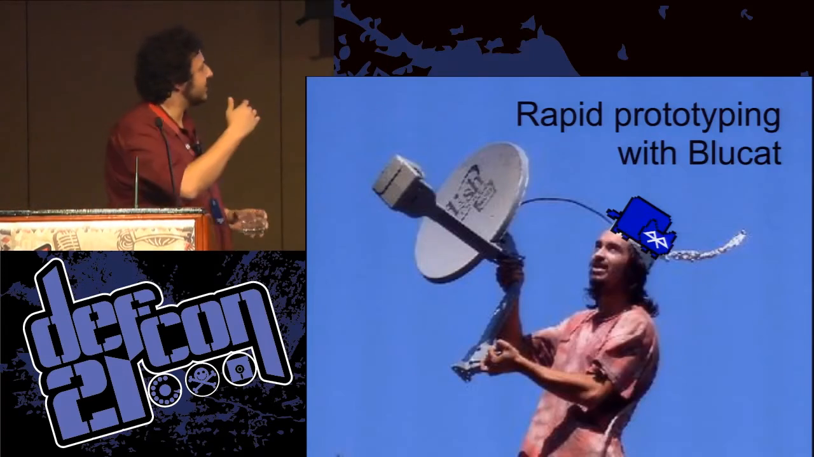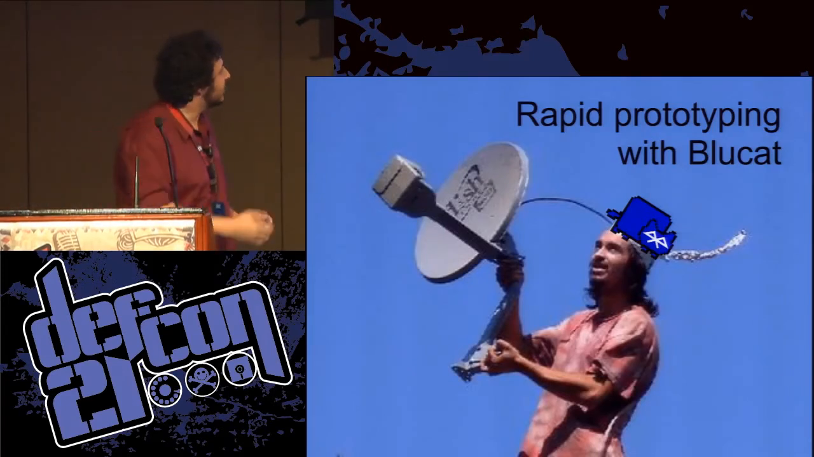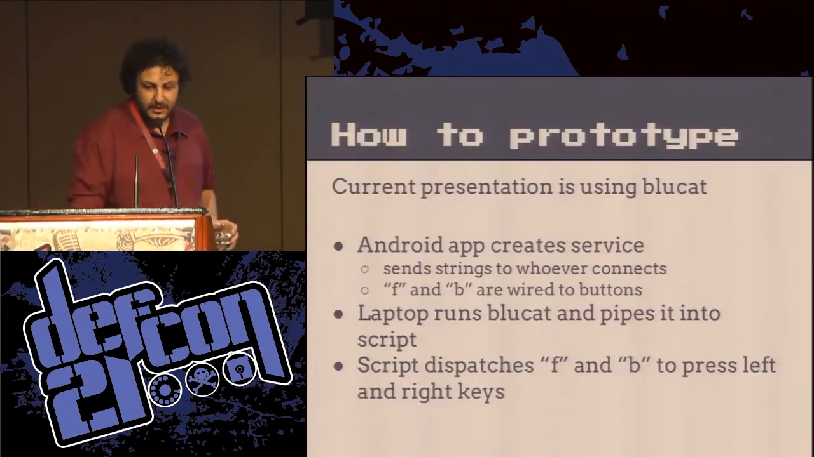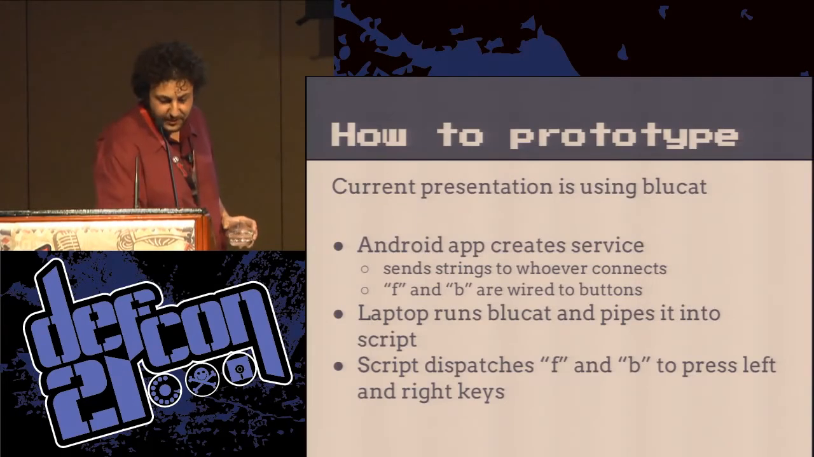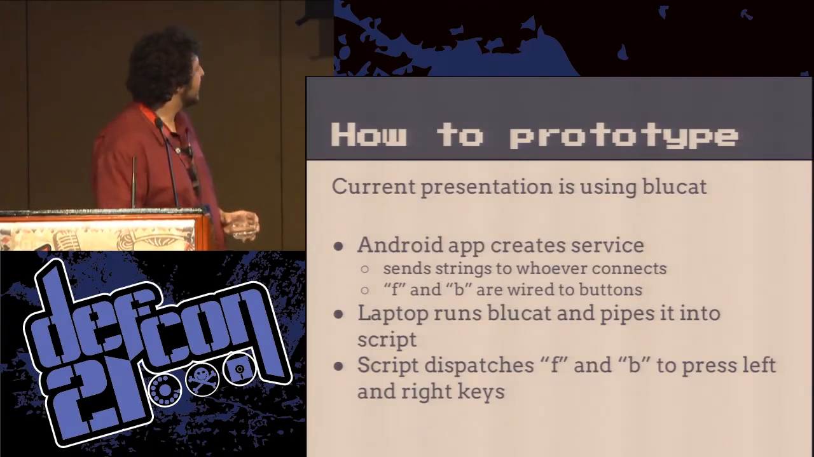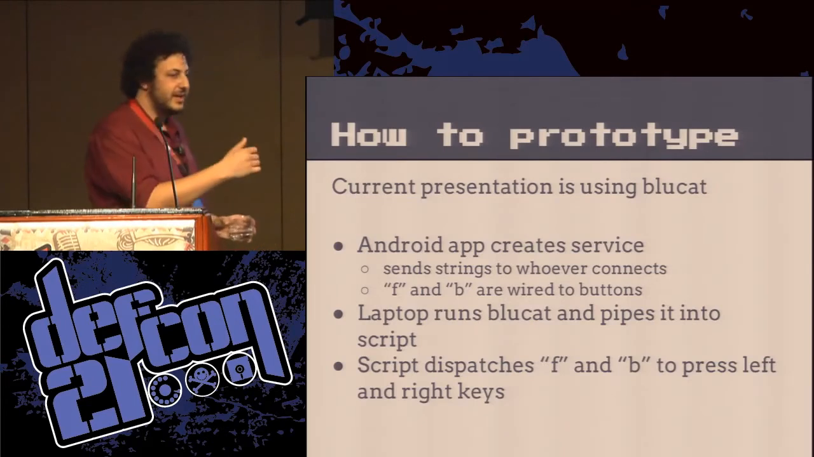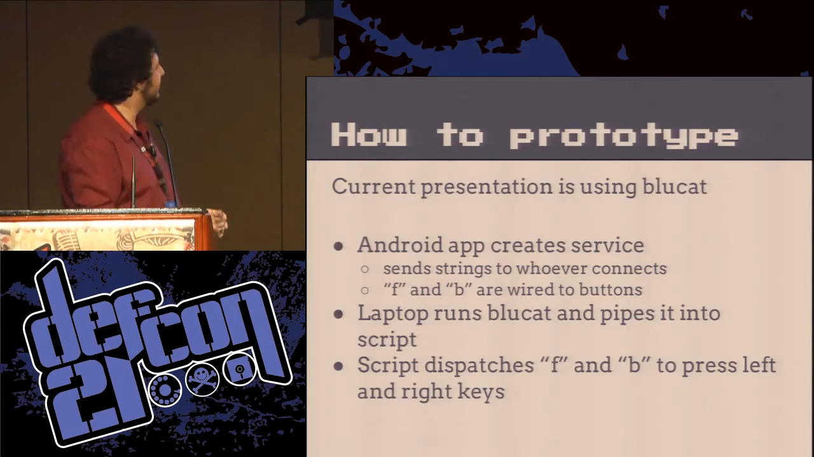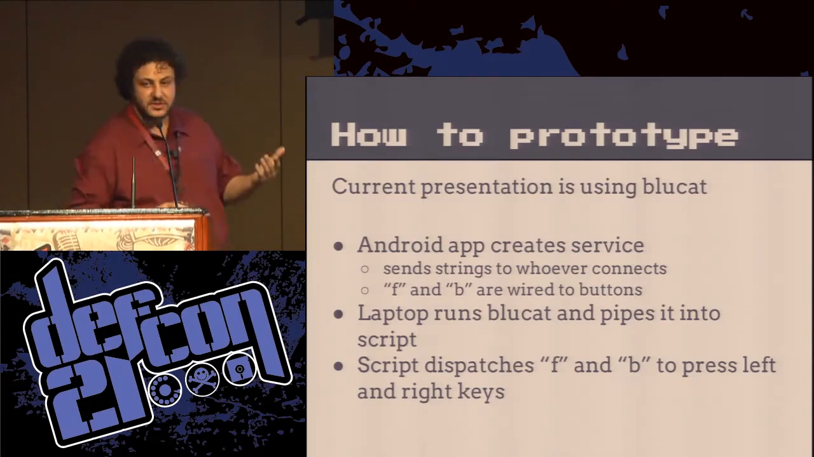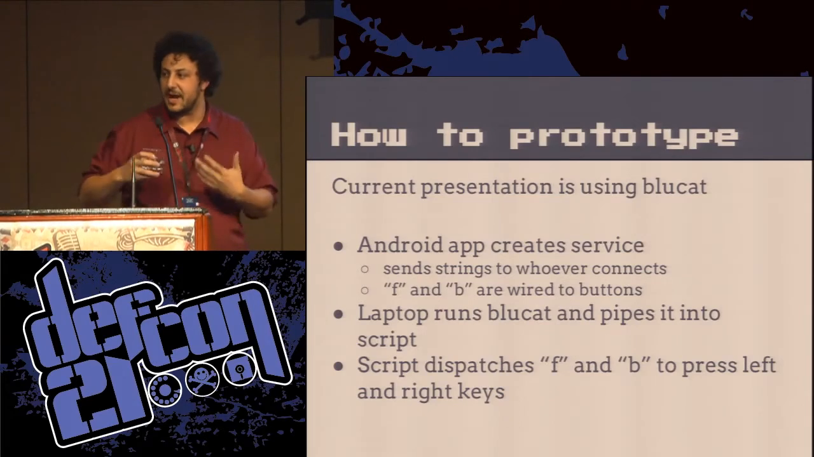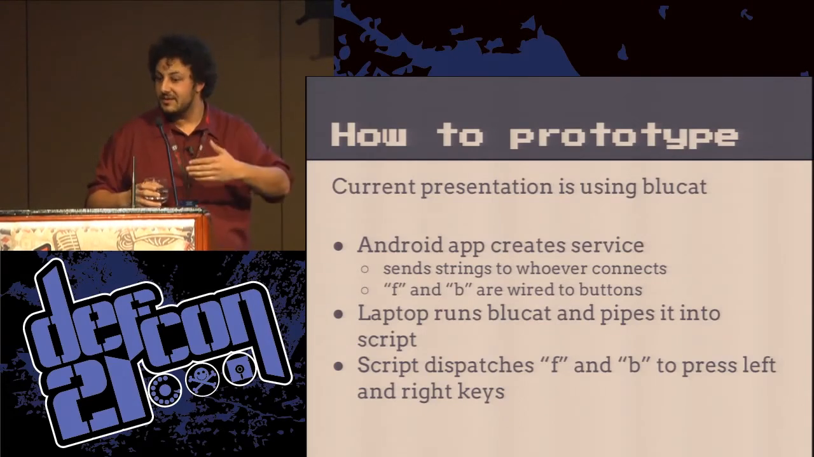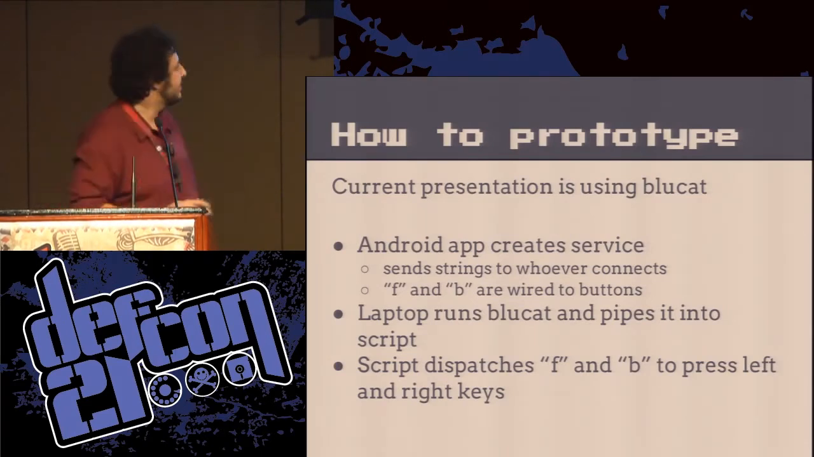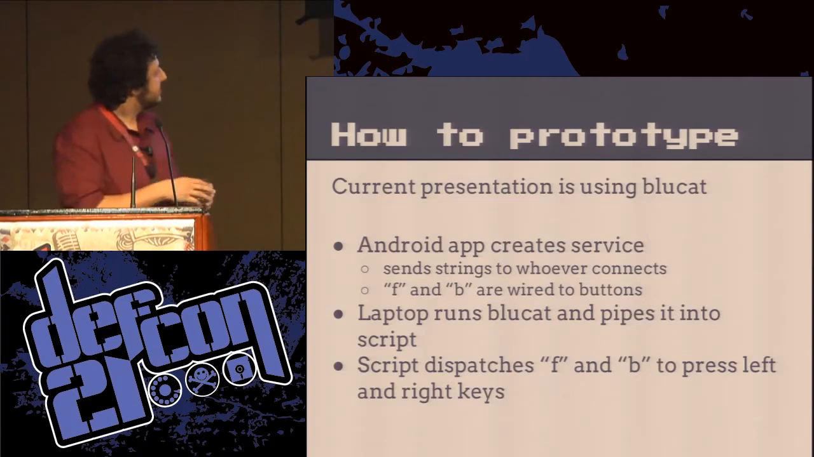All right, so the next section is rapid prototyping with Blucat, if you just want to make something really quick with bash scripts. This presentation was supposed to be given with a Bluetooth presenter, where the only thing on the phone would be an app that just sends characters over a socket. I press a button, it sends a B or an F, and on a laptop something is listening and feeding a script that dispatches the characters as they come in, and will respectively press back or forward to move my slides. That's the basis of it.